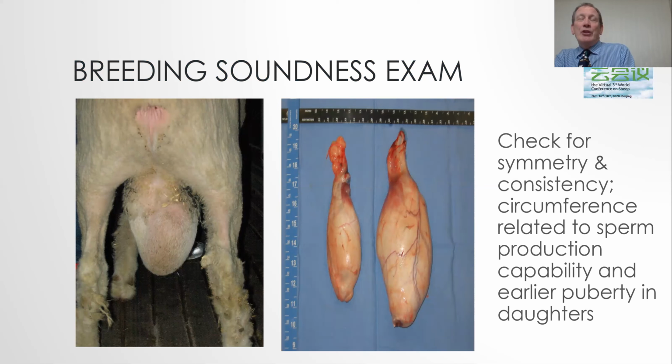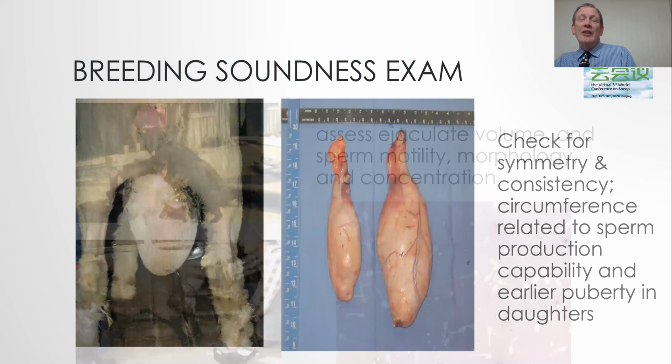We can push those testes down into the bottom of the scrotum and measure the circumference at the widest point. We know that that scrotal circumference is related to the volume of seminiferous tubules, which of course directly relates to sperm production capacity. And there's evidence that if we start selecting rams for increased scrotal circumference, those rams will produce daughters that reach puberty at a younger age.